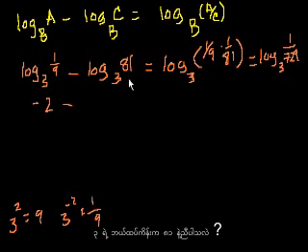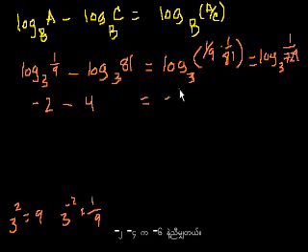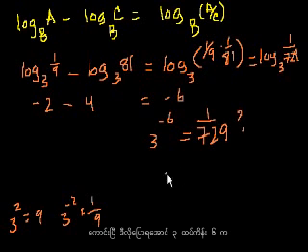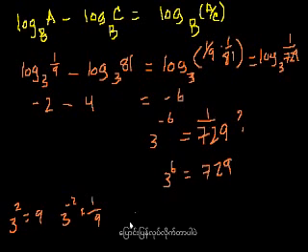And then minus, 3 to what power is equal to 81? Let's see, 3 to the third power is 27. So 3 to the fourth power. So we have minus 2 minus 4, which is equal to minus 6. And now we just have to confirm that 3 to the minus 6 power is equal to 1 over 729. Well, that's the same thing as saying 3 to the 6th power is equal to 729, because all the negative exponent does is invert it.